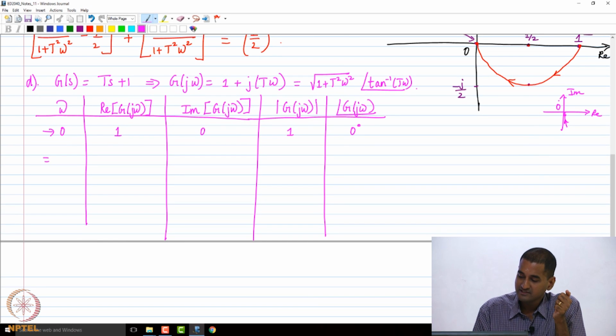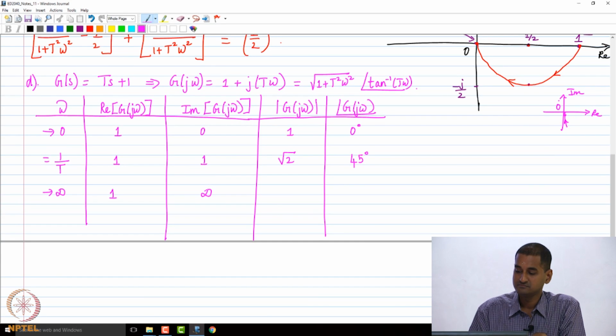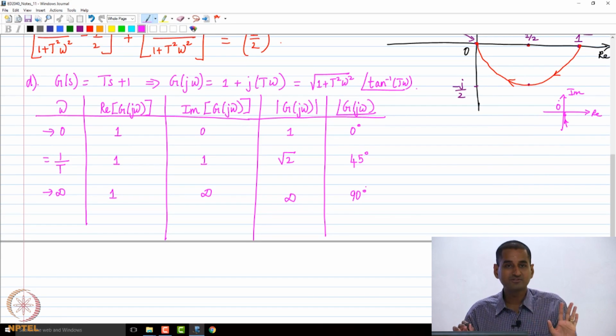So at omega equals 1 by T, what happens? You will get 1, 1, root 2 and 45, correct? Then as omega tends to infinity, what do you get? 1, infinity, infinity, 90, right? That's what you will have. Am I correct? I am just looking at the equation above, that's all we are doing, right?